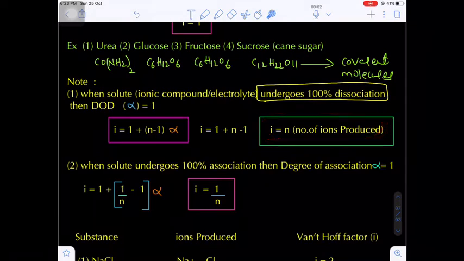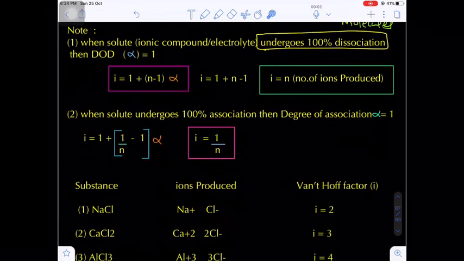Nothing but the number of ions produced. By seeing the electrolyte, the ionic compound, how many ions are being produced, we can find, with the help of that number, which is equal to iota.